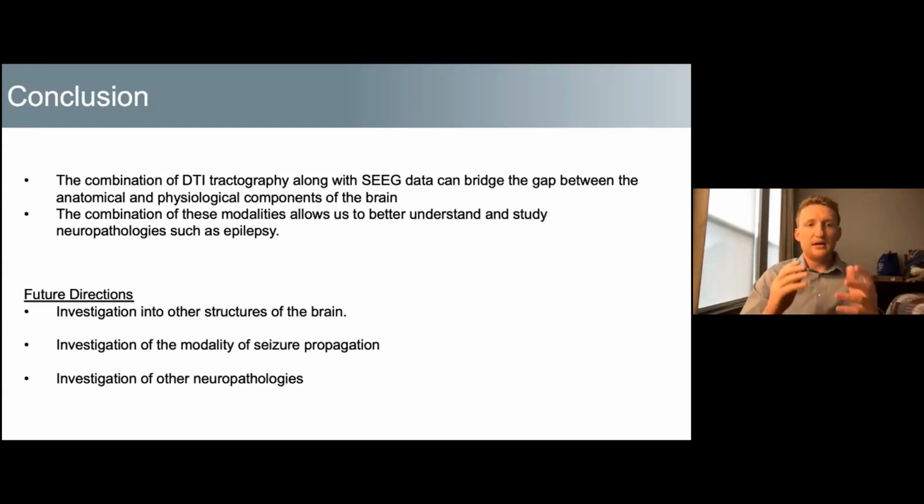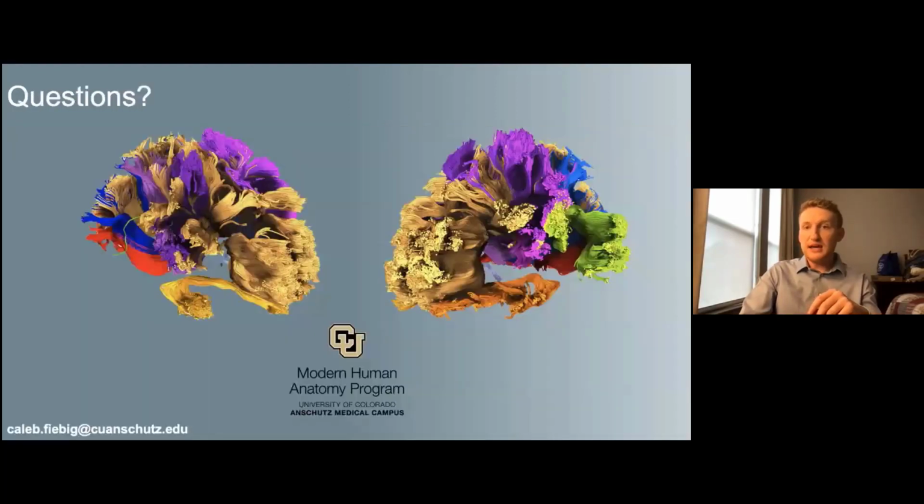Future directions we'd like to take this study: obviously there are many other structures we'd like to study, as we were limited to the hippocampus. We would also like to investigate the modality of seizure propagation. There are a couple of different currently argued hypotheses of how seizures are propagated, and then investigation of other neuropathologies. So with that, I want to thank you for your time. Are there any questions?